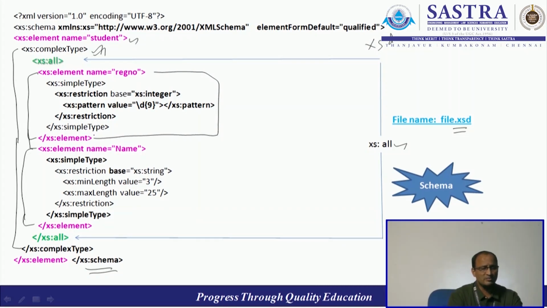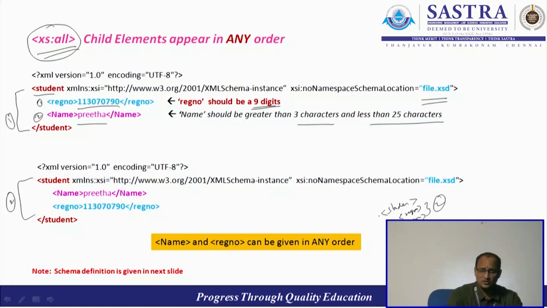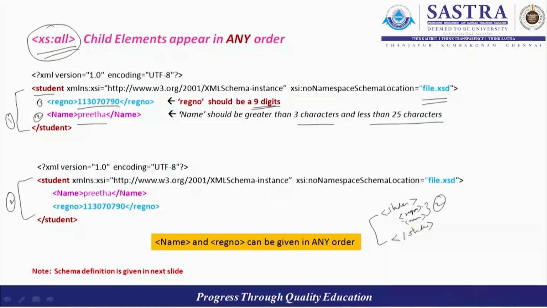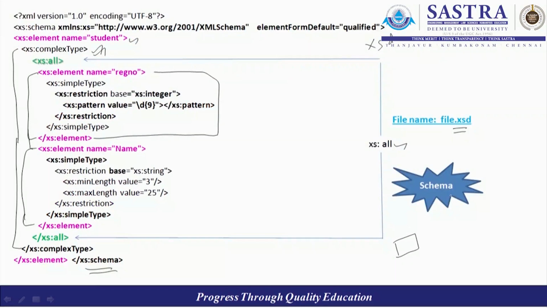What is register number? It's an element. Is it carrying any text? Yes, it carries only text. There is no child element. If there is no child, then the element is called simple type element, not complex type. Okay, look at this. The student element is complex type, but register number and name are simple type. So that I have given simpleType for defining register number.